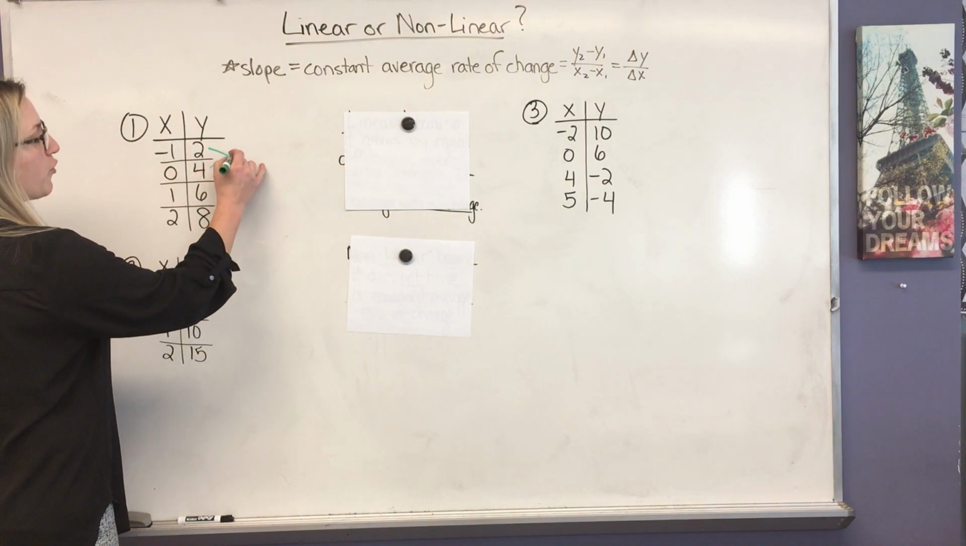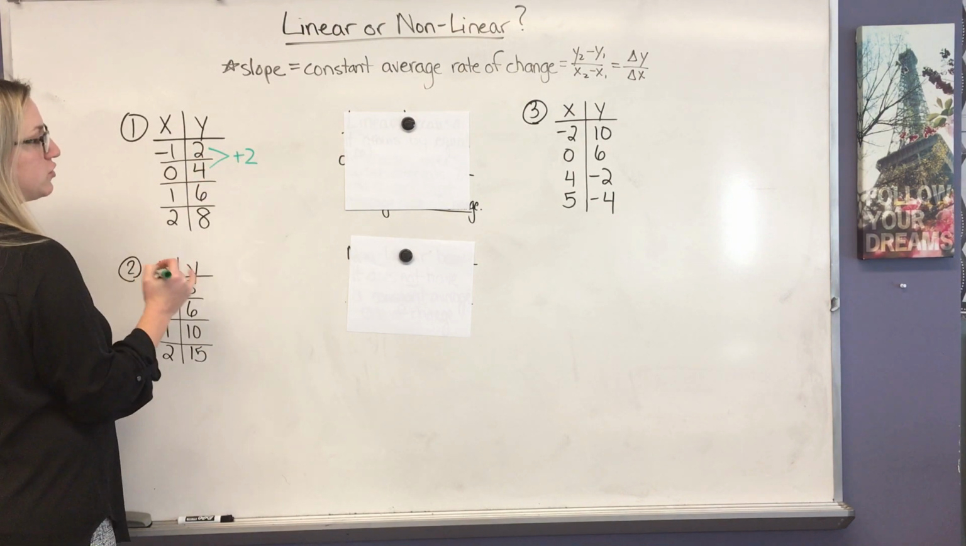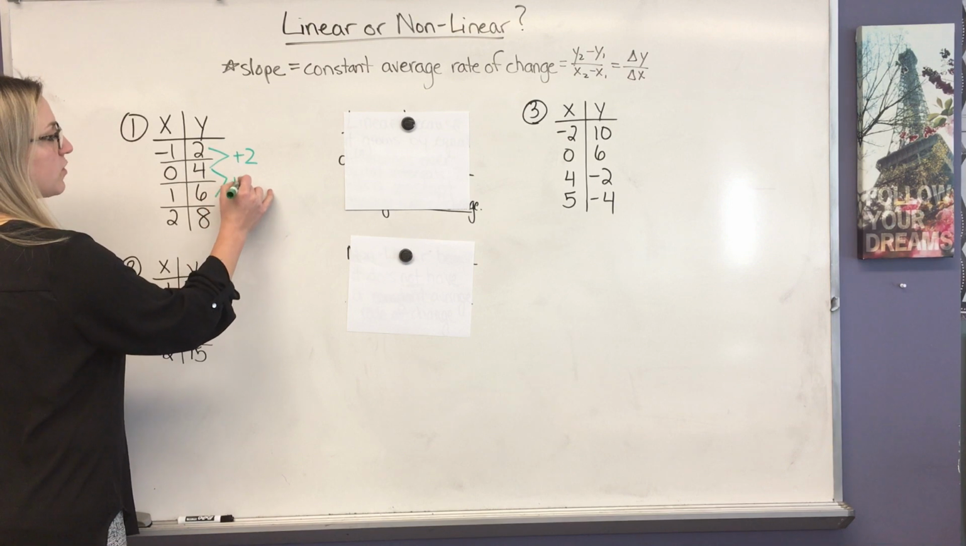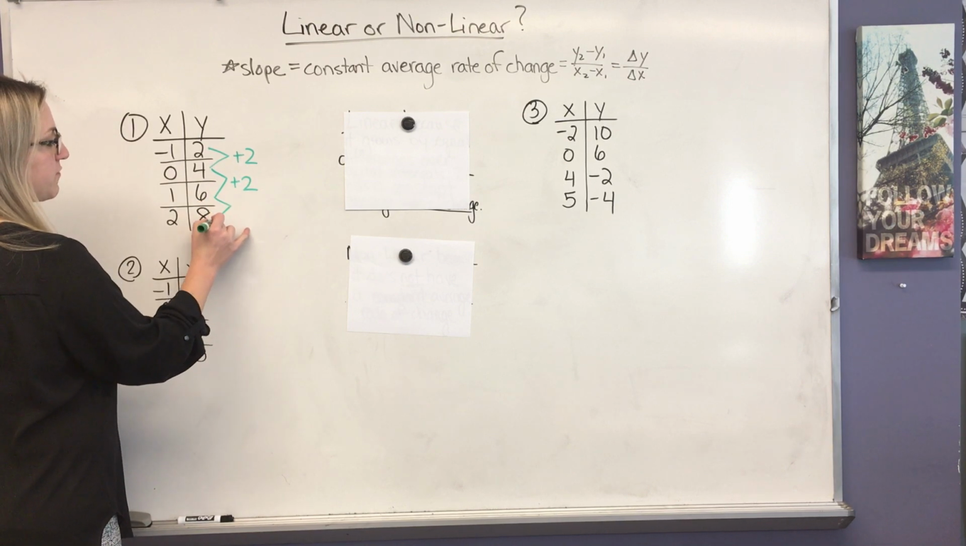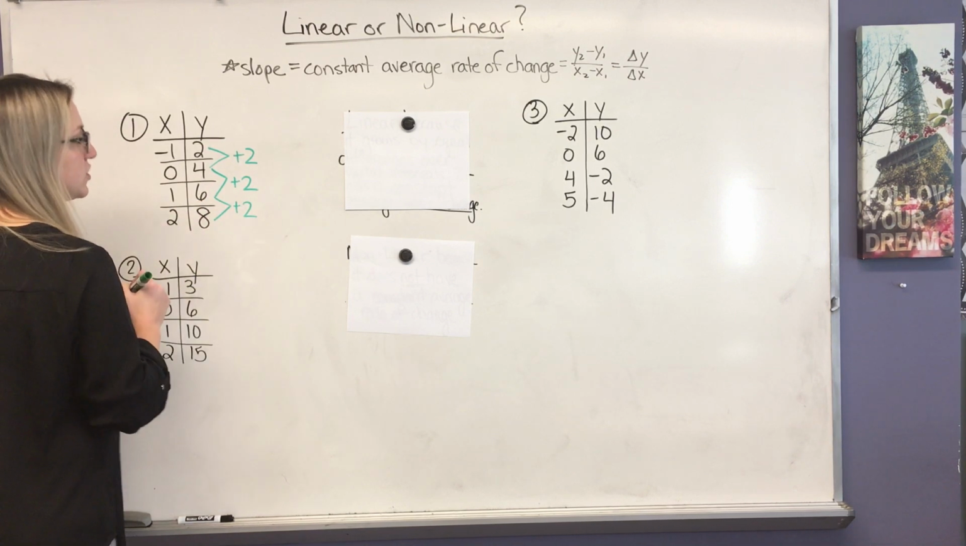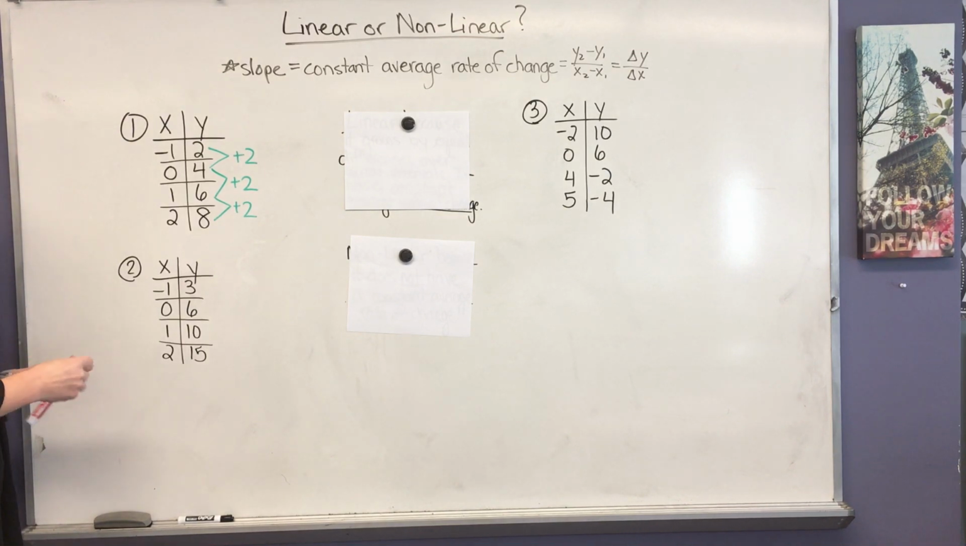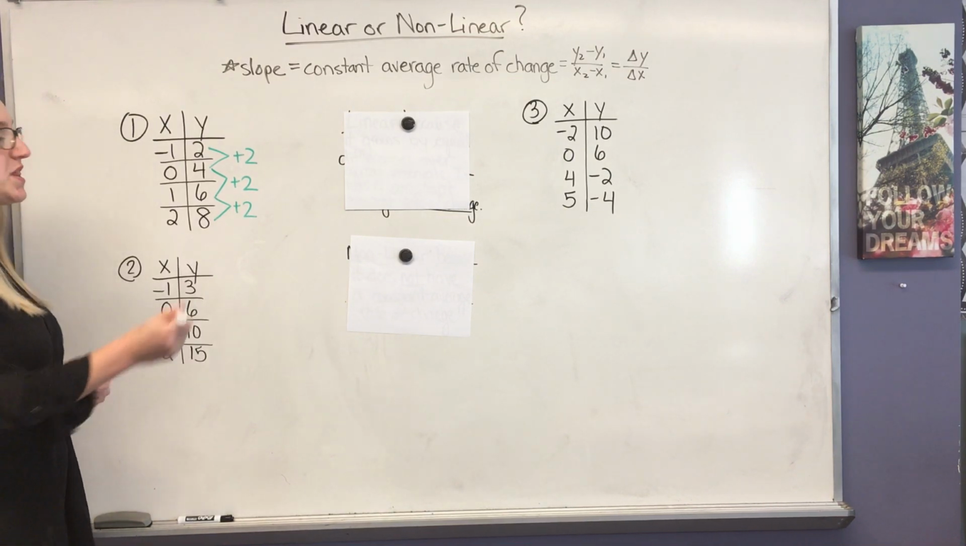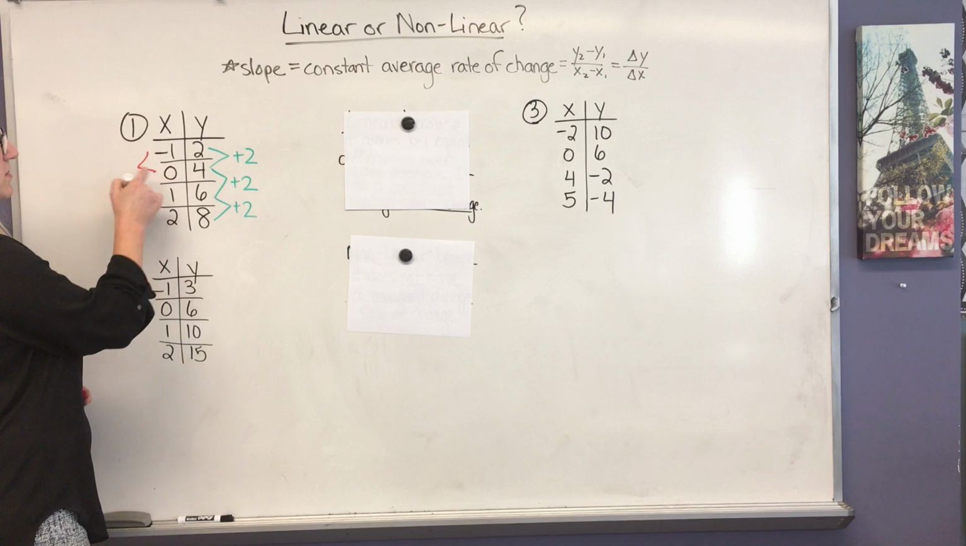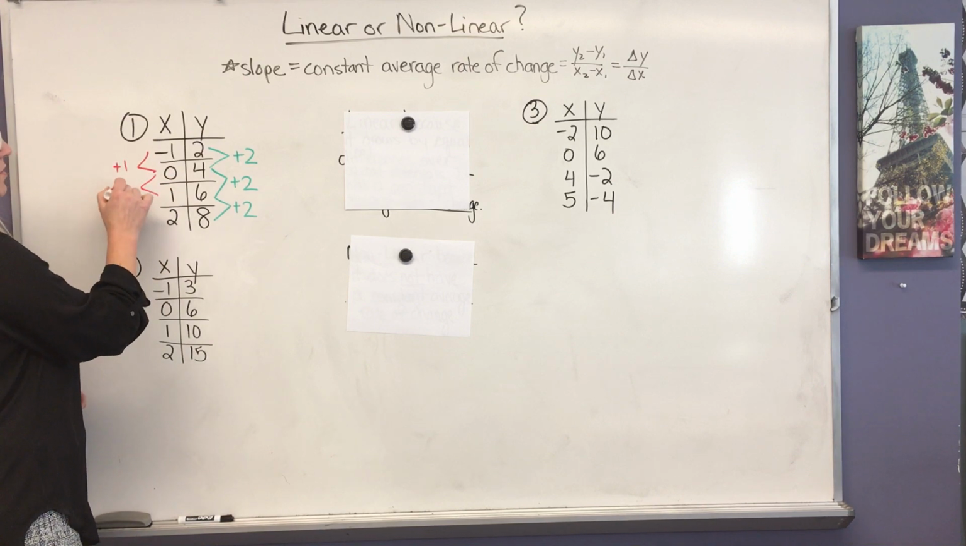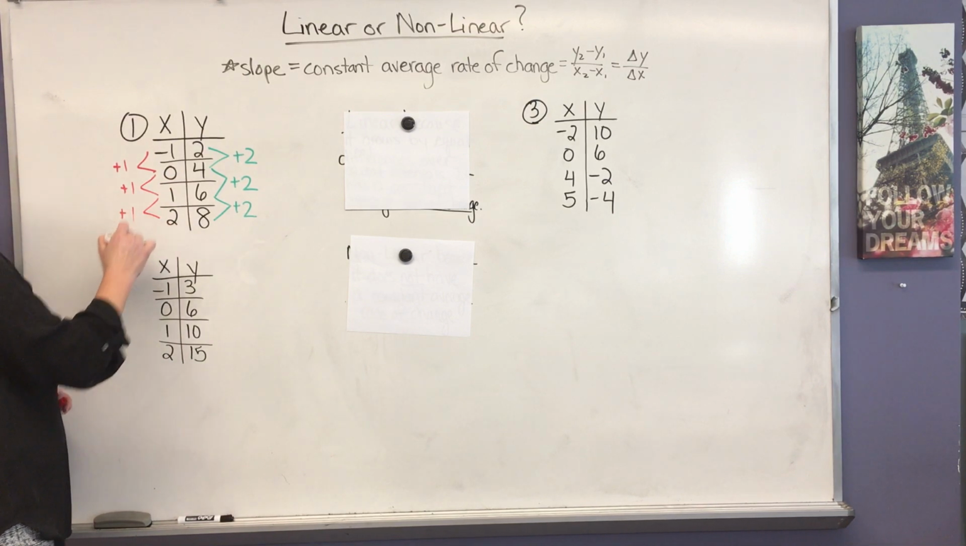So from 2 to 4, I have an increase of 2. From 4 to 6, also an increase of 2. And from 6 to 8, an increase of 2. When I take a look at the x's, I have to do the same thing. So from -1 to 0 is a +1, +1, and +1.